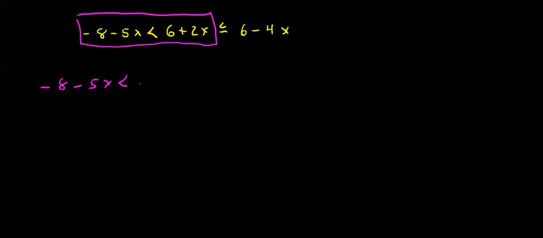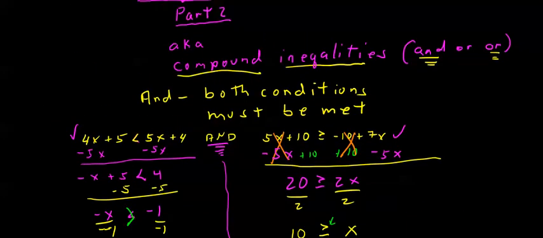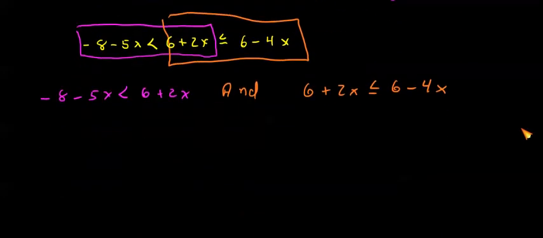If it looks like this, you want to write this inequality, -8 minus 5x less than 6 plus 2x, and you want to write this inequality with the word and: 6 plus 2x less than or equal to 6 minus 4x. And then we do just what we did up here. Solve each of them and graph each of them.